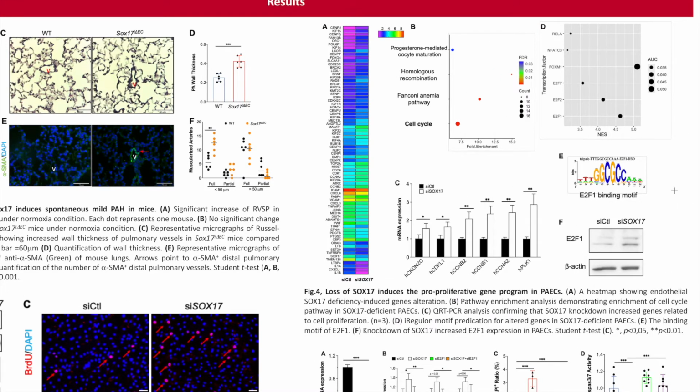And Figure D is a motif prediction for altered genes in SOX17 deficiency endothelial cells. And we found the transcriptional factor E2F1. Figure E is a binding motif of E2F1. And Figure F shows the knockdown of SOX17 can increase E2F1 expression in endothelial cells.